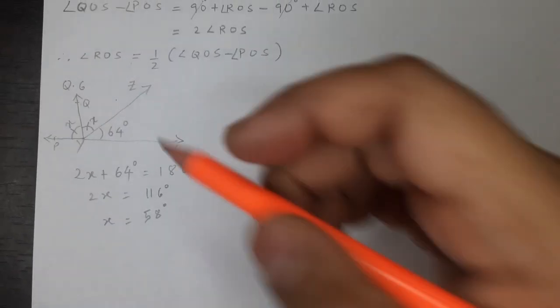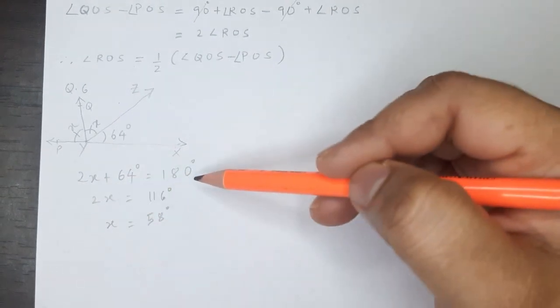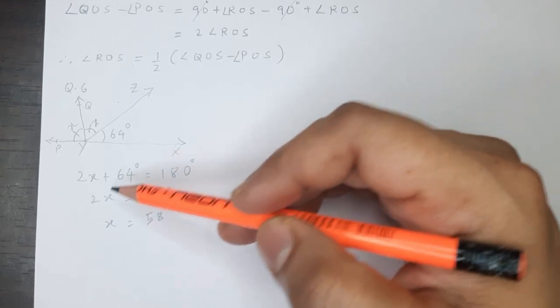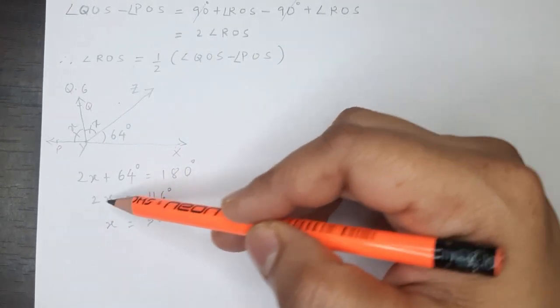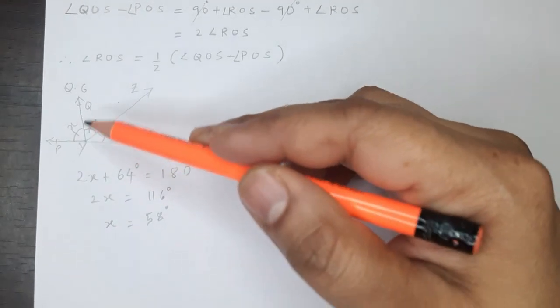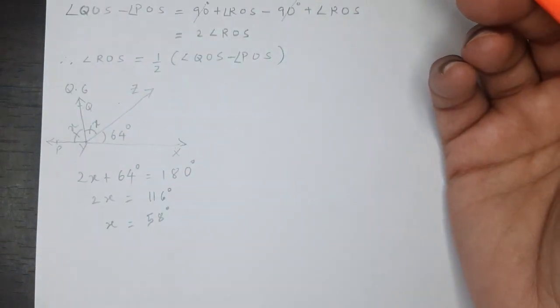2x plus 64 is 180. So 2x is equal to 180 minus 64, which gives me 116. Which also means x will be 116 divided by 2, this is transposed and goes to division, which is 58. So we got this particular angle as 58. So this will also remain 58, right?